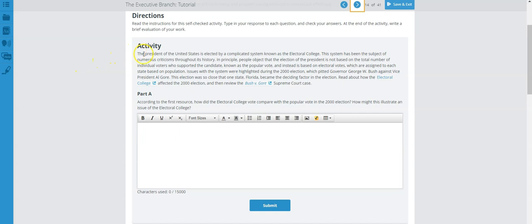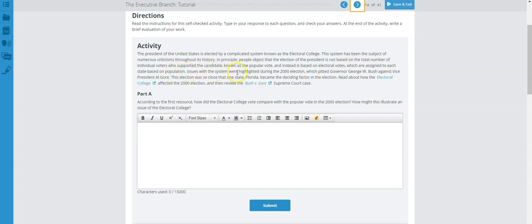The activity. The President of the United States is elected by a complicated system known as the Electoral College. The system has been the subject of numerous criticisms throughout its history. In principle, people object that the election of the President is not based on the total number of individual voters who supported the candidate, known as popular vote, and instead is based on the electoral votes, which are assigned to each state based on population.